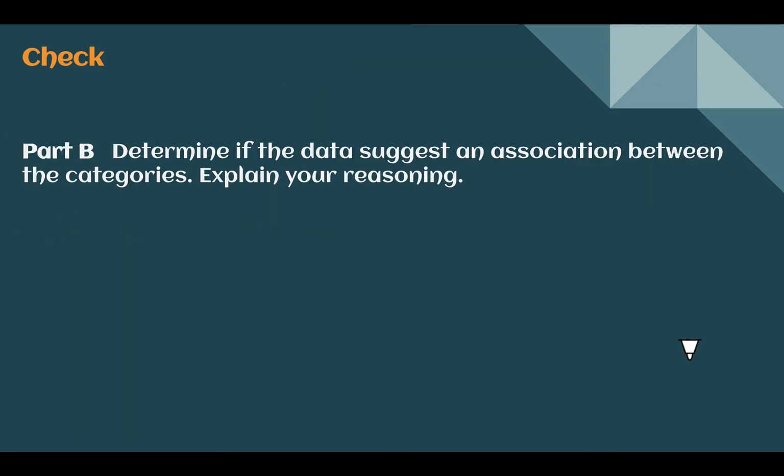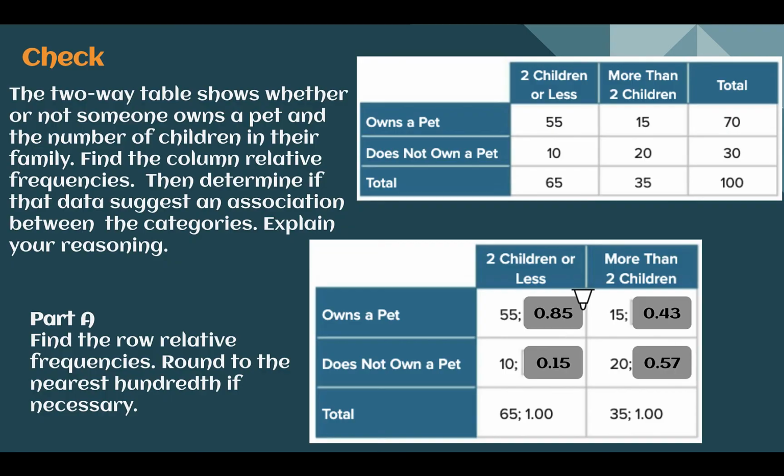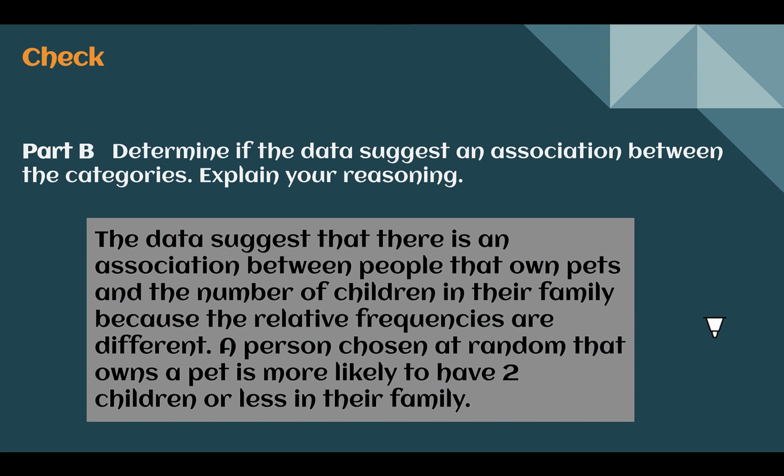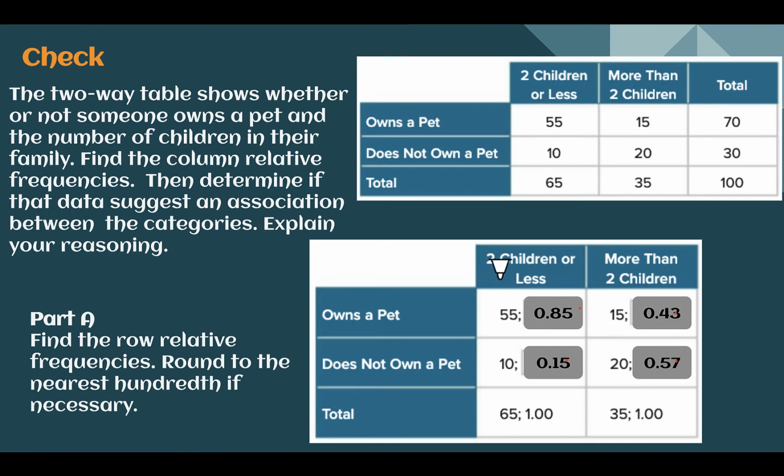Next, is there an association between the categories? So if I'm looking at my data values, all of them are different. They're not close to each other. So would there be an association? This data suggests that there is an association between people that own pets and the number of children because those frequencies are different. If we were to choose a person at random that owns a pet, it's more likely that they have 2 children or less in their family. And we can see that if a person owns a pet, they are more likely, 0.85, to have less children than more children.